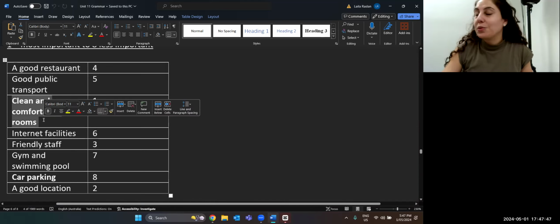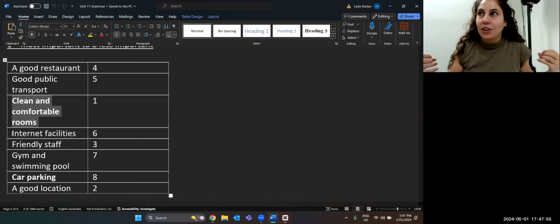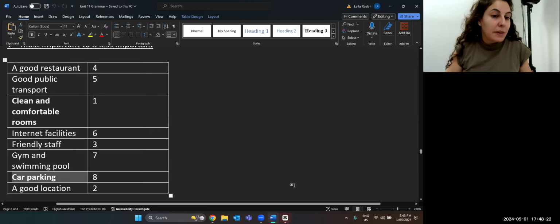Clean and comfortable rooms. Really important. You want your room to be nice, clean, fresh sheets, fresh towels. Internet facilities. So you need to have Wi-Fi. Maybe some people, that's really important for them. Friendly staff. So if you need to ask a question at the reception, you want the person to be nice and respond to you nicely. Maybe you like that there is a gym and a swimming pool. Maybe car parking.